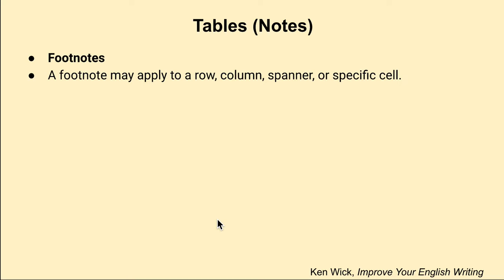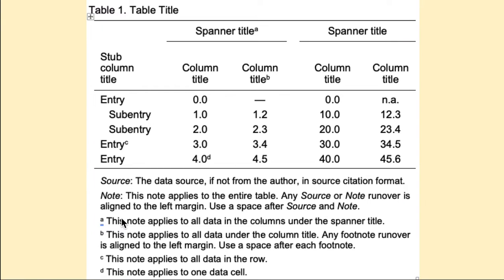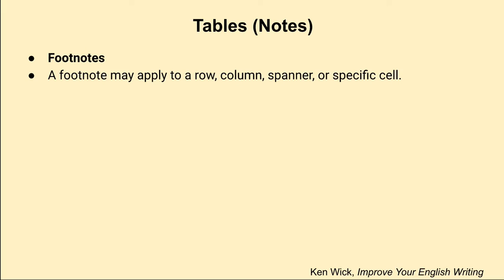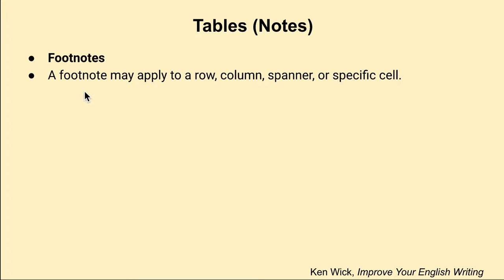Footnotes. So here's the source note, then here's the note. The note applies to the entire table. Any source or note run over is aligned to the left margin. So a footnote, and these are some examples of footnotes right here. There's A, B, C, and D. A footnote may apply to a row, a column, a spanner, or a specific cell.